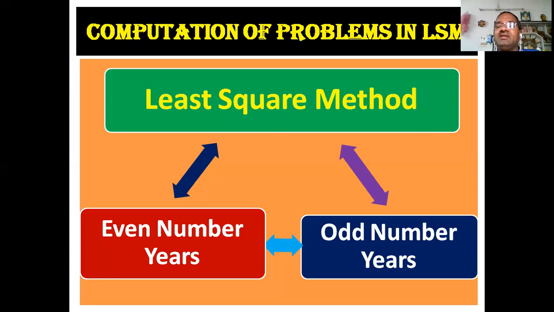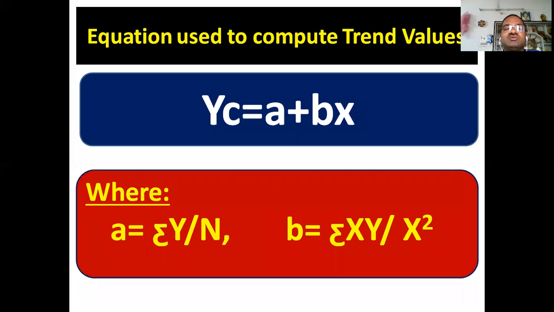Now, computation of problems in the least square method. How do we compute the problems in the least square method? To illustrate the problems under the least square method, that is, to measure the trend of the variable, we have two methods. One is, as usual with the previous methods, even number years and odd number years. So how problems are solved, I can show you.